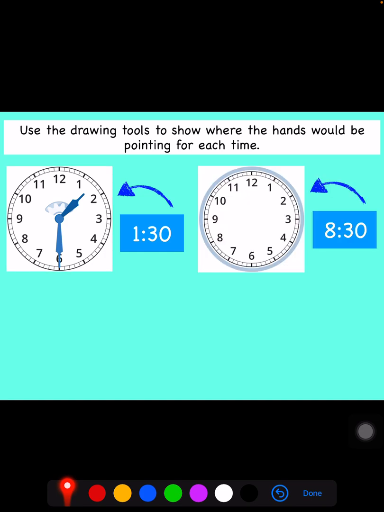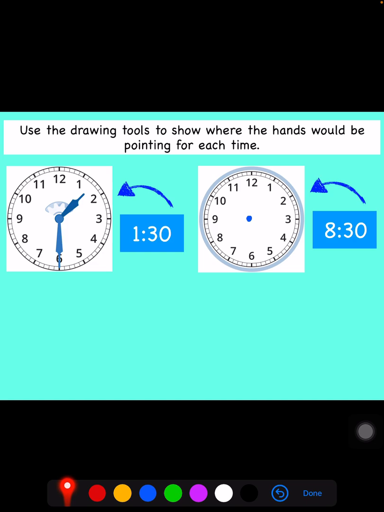Let's do another one. The time that we're given is 8:30. We have to make this clock say 8:30. So I know I'm going to start with my dot in the center, and then I'm going to look at my hour. 8 o'clock is my hour. 30 is my minutes. So since we're doing it to the half hour, my hour hand cannot be pointing directly to 8.